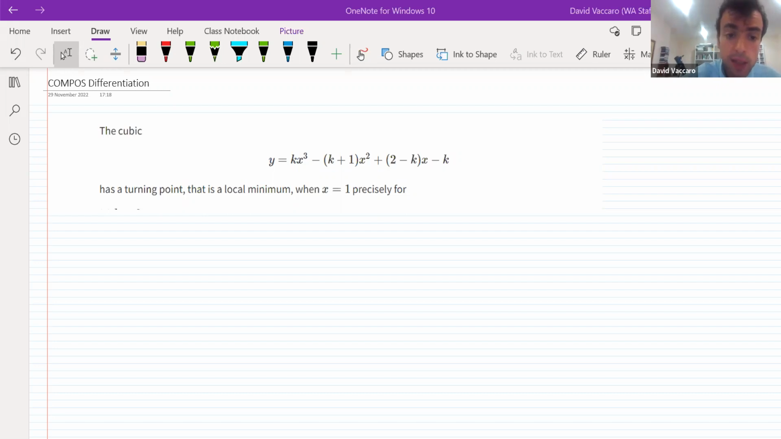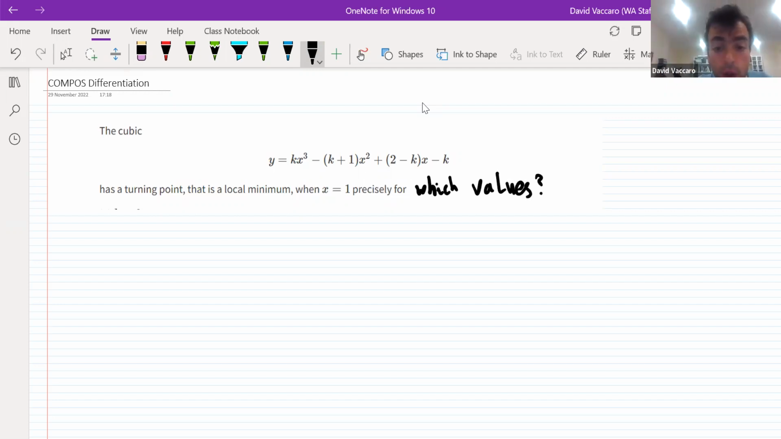So let us begin with this question here. It says the cubic, and then it gives an expression for a cubic, has a turning point that is a local minimum when x equals 1, precisely for which values of k? Okay, so put in the chat any thoughts about what you feel you would need to do for this question.